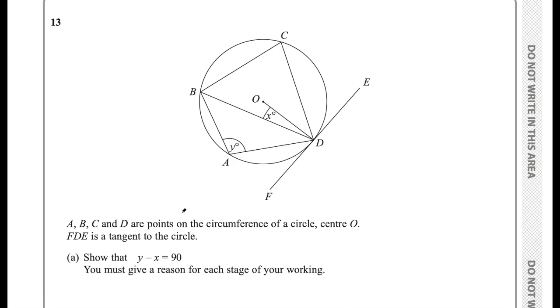The starting point for me in this question was to look at what they're asking me to show. So they're asking me to show there's a 90-degree angle in here somewhere. So I began by looking for a 90-degree angle in this diagram. Can you see where there might be 90 degrees? And actually the only place where I saw a 90-degree angle was in here between the tangent and the radius.